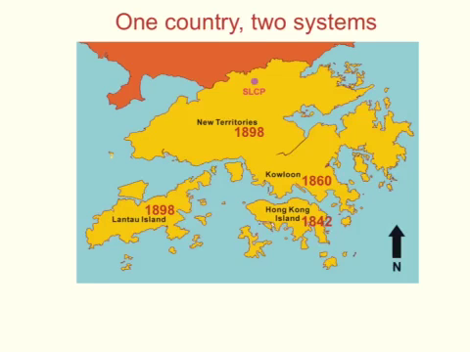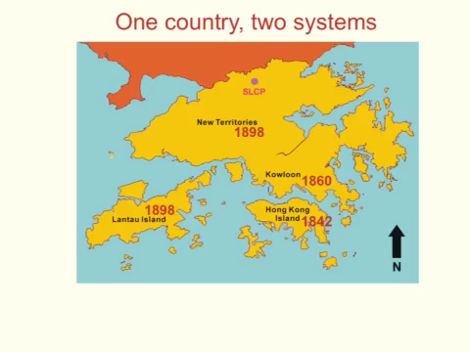Okay, so one country, two systems. What exactly does that mean? Let's talk first a little bit about how Hong Kong came to be where it is today, and then hopefully the one country, two systems will make more sense. Hong Kong was ruled by the United Kingdom for a long time, and the United Kingdom got its control from China. As you can see on the map, I've written some dates.